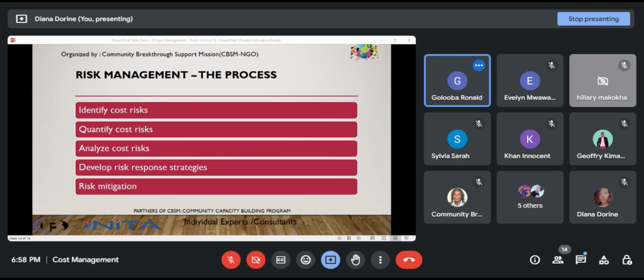Then you may monitor and control continuously for your project in your risk register. Next slide, please.